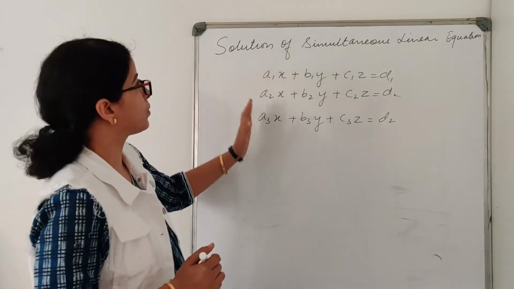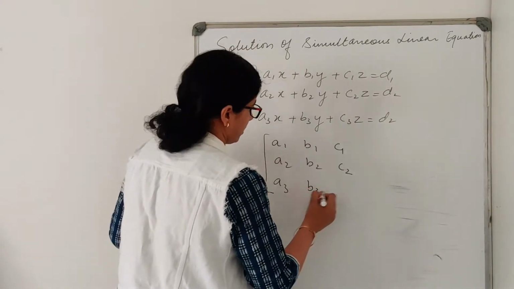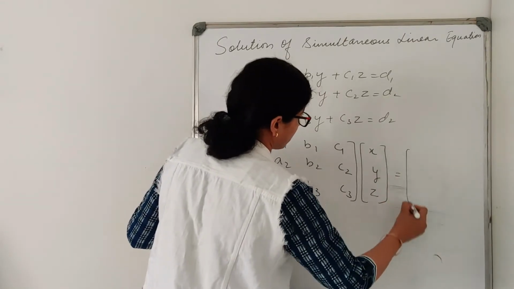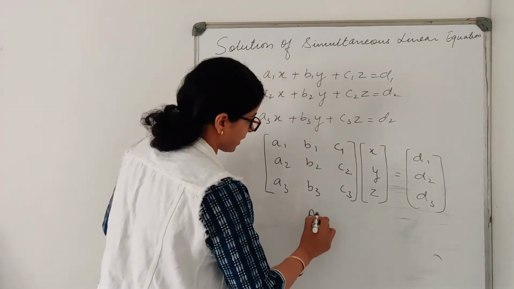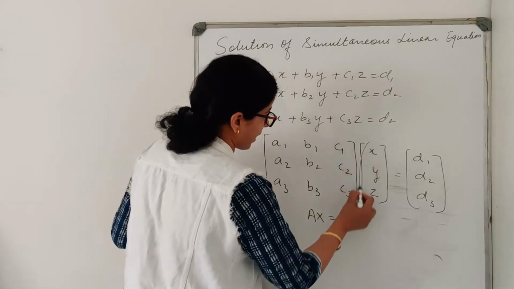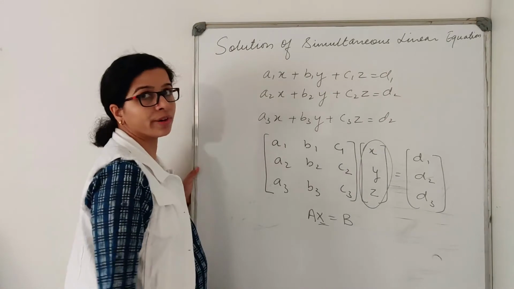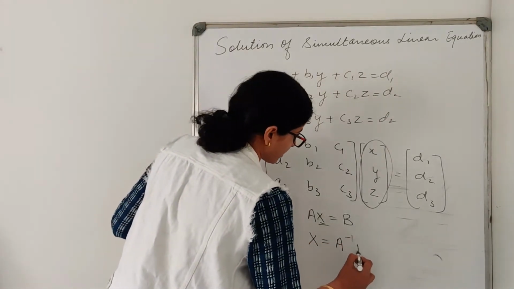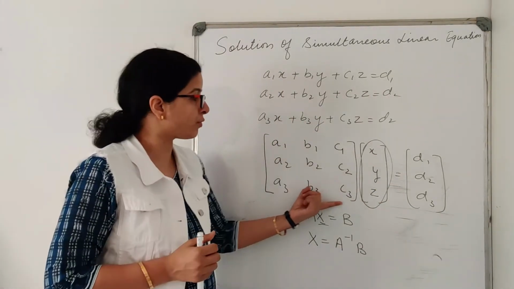So these equations can be arranged as a1, b1, c1 times x, y, z equals d1, d2, d3. This is written as AX = B, and we have to find the values of x, y and z. That means I have to find the value of capital X. So capital X is equal to A inverse B. Basically I have to find the inverse of the coefficient matrix.